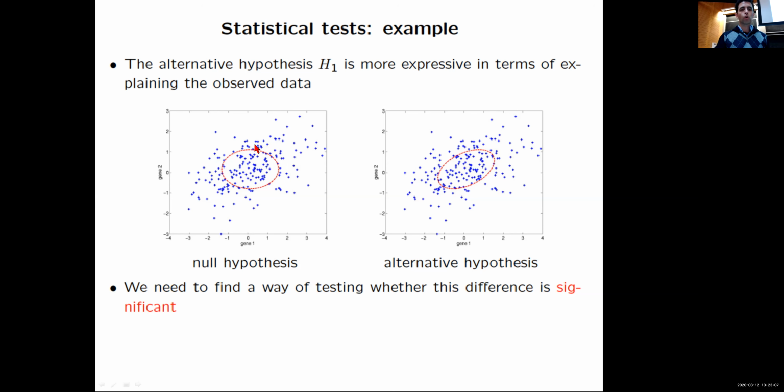So the question is, what changes? This is Alzheimer's, this is normal, or this is normal, this is schizophrenia, and so on and so forth. So what we want to do is test whether the difference that we're seeing is actually significant, whether there is actually a significant gene expression change. So basically what we're going to be testing is the alternative hypothesis, H1, more expressive in terms of explaining the observed data than the original hypothesis.